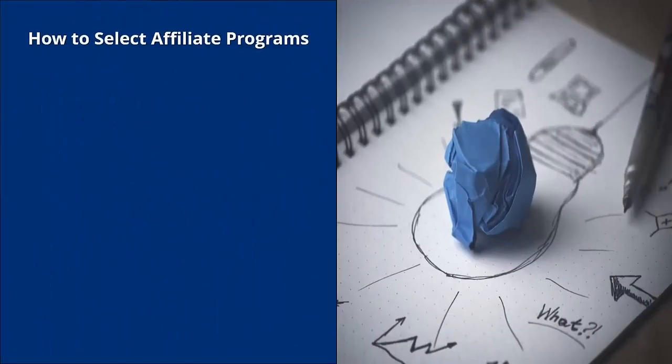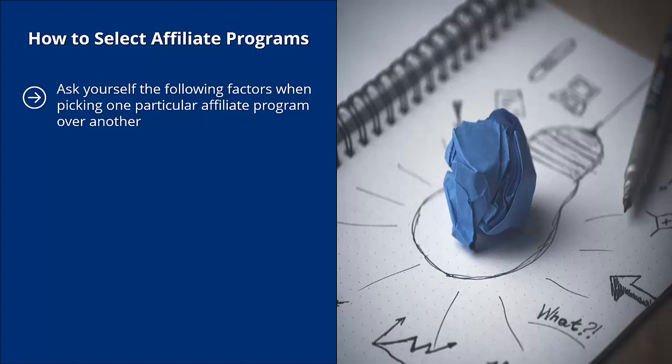How to select affiliate programs. Ask yourself the following factors when picking one particular affiliate program over another. Is the offer directly or closely related to your niche? Look at a program's offers, not necessarily the program itself. There are many programs that actually cater to many different niches. You have to look through their offers to see if there is something that tightly fits your niche.